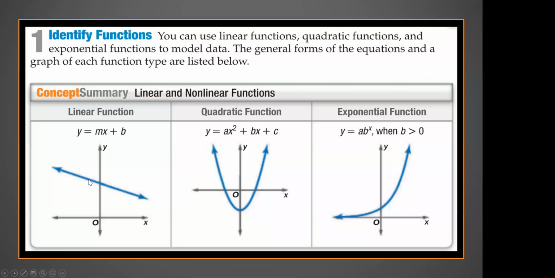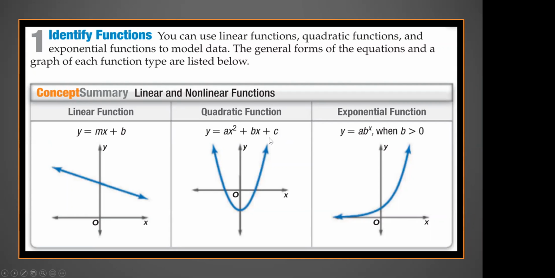All right, so first thing, we need to be able to identify functions. You can use linear functions, quadratic functions, and exponential functions to model data. The general forms of the equations and a graph of each function type are listed below. So here we should know by now what a linear function looks like. It's a line. A quadratic function is going to be a parabola, and it's in this format: y equals ax squared plus bx plus c.